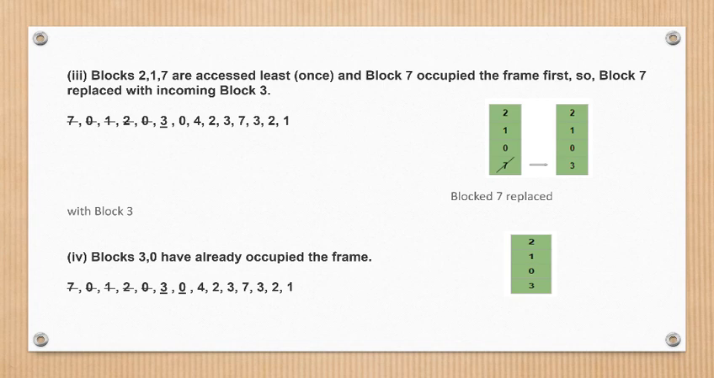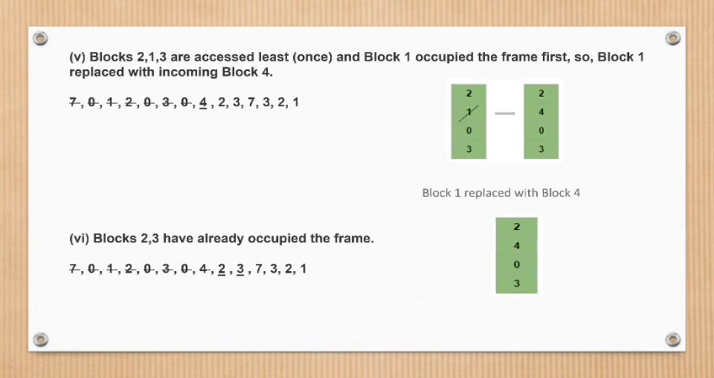In step 4, blocks 3 and 0 have already occupied frames, hence they are not considered again. Now, in step 5, the upcoming element is 4, but again we have the same problem. Hence, here also we use the least frequently used algorithm and do the page replacement. Blocks 2, 1 and 3 are accessed least, and block 1 occupied the frame first. So block 1 is replaced with the incoming block 4.